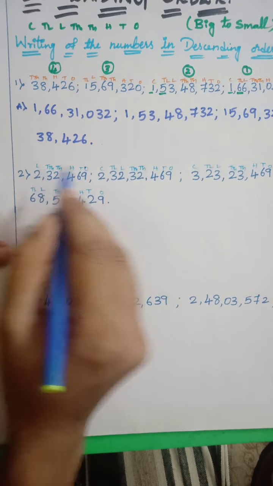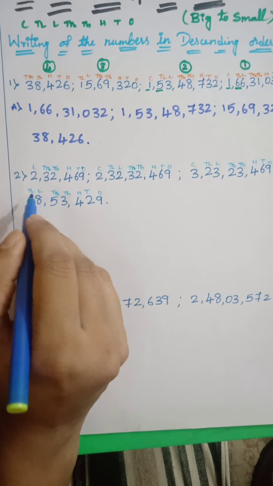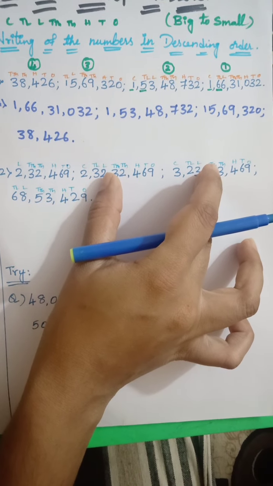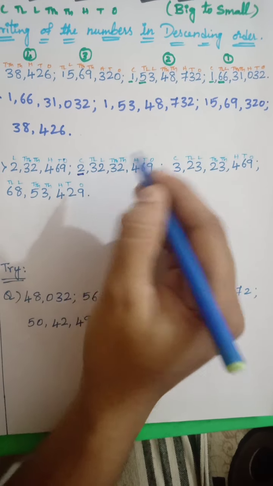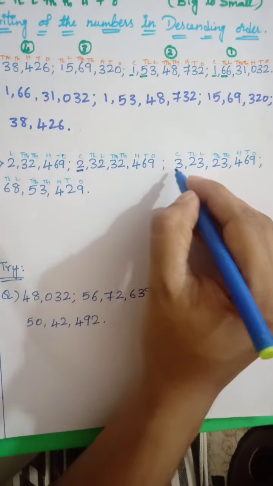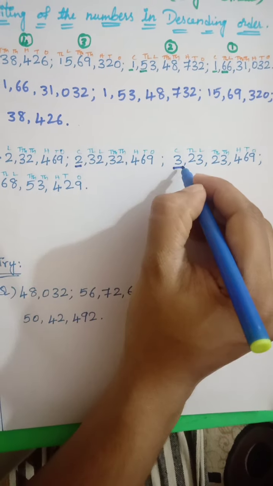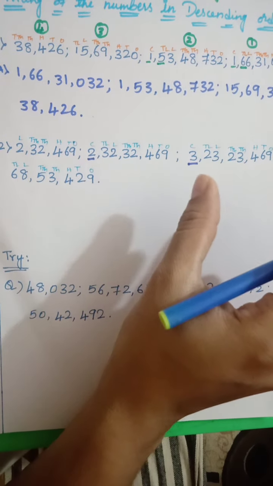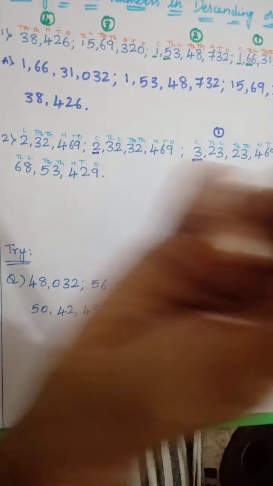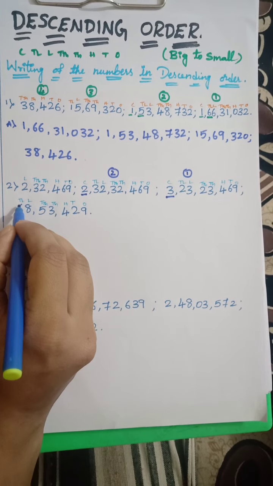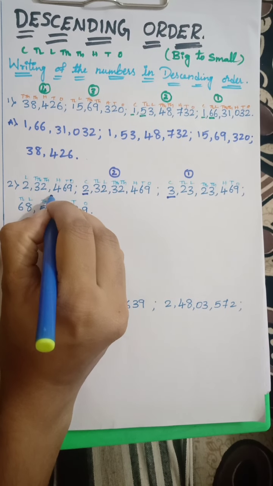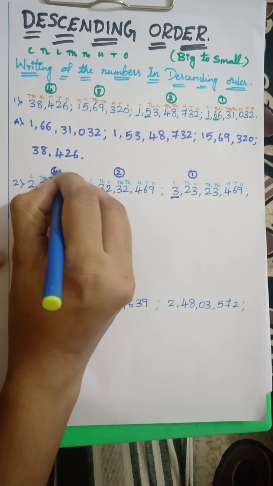Lakh, crore, crore, 10 lakh. So which is the highest place value? Crore and crore. Now let us come to these two numbers. Compare the highest place value. 2, 3, which is greater? 3 is greater than 2. We want the biggest one, so first place will be given to this, and obviously the second place will be given to this. And here lakh, here 10 lakh. So 10 lakh is greater than lakh. So third place, fourth place.